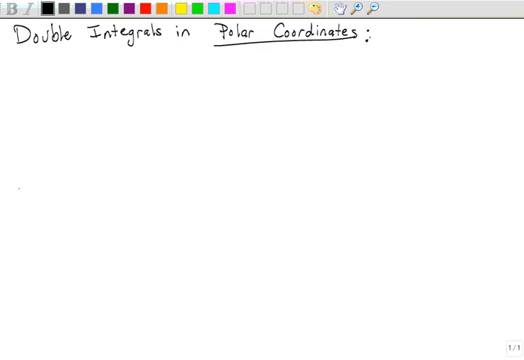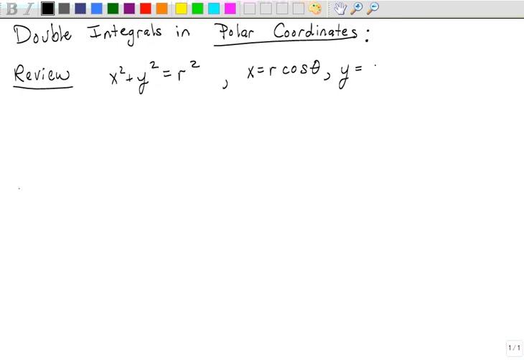Okay, now we'll look at double integrals in polar coordinates. Just to review, we know that x squared plus y squared is r squared. We know x is r cosine theta, and y is r sine theta.